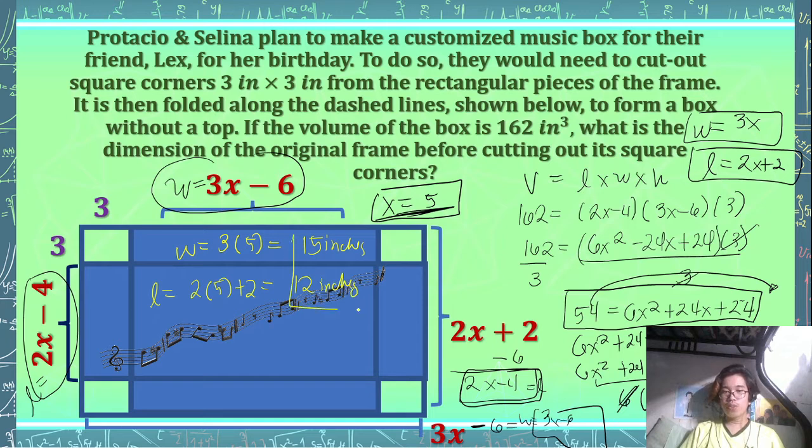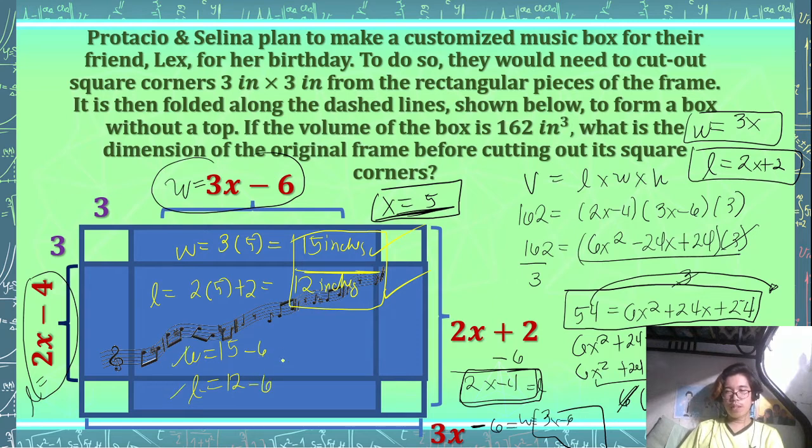And have we answered the problem? Let's check. What is the dimension of the original frame before cutting out its square corners? So we found the width, we found the length, and we also know the height is equal to 3. Let's see if all of this adds up, and it should give us 162 as the volume. Okay, so for this problem, how do we know that our answer is correct? Now that we know that the original width is equal to 15 inches and the original length is equal to 12, we can minus 6 from both of these variables.